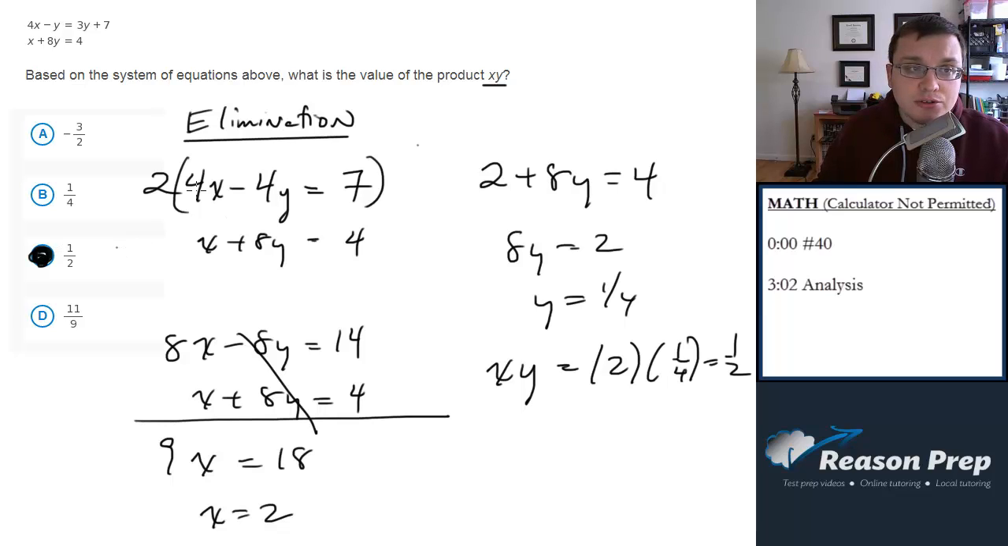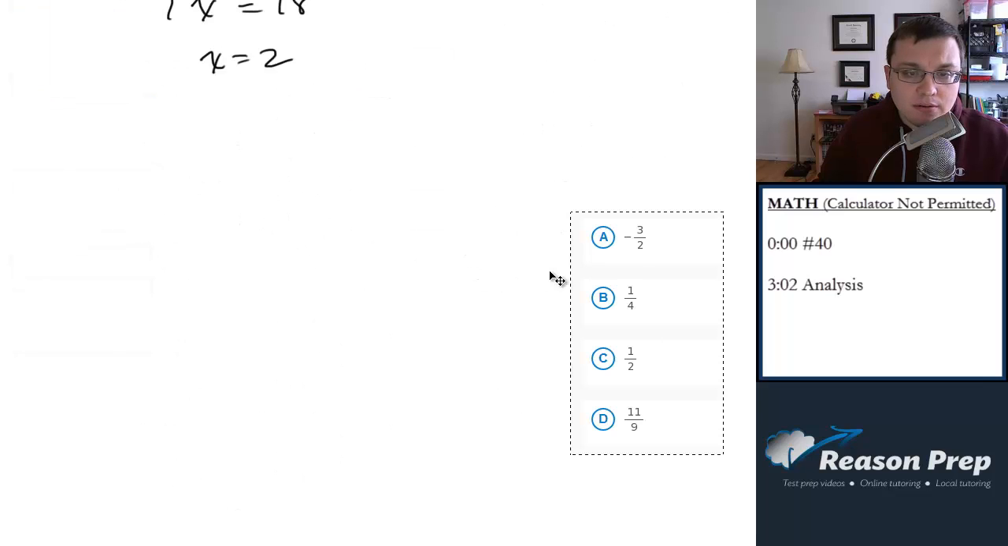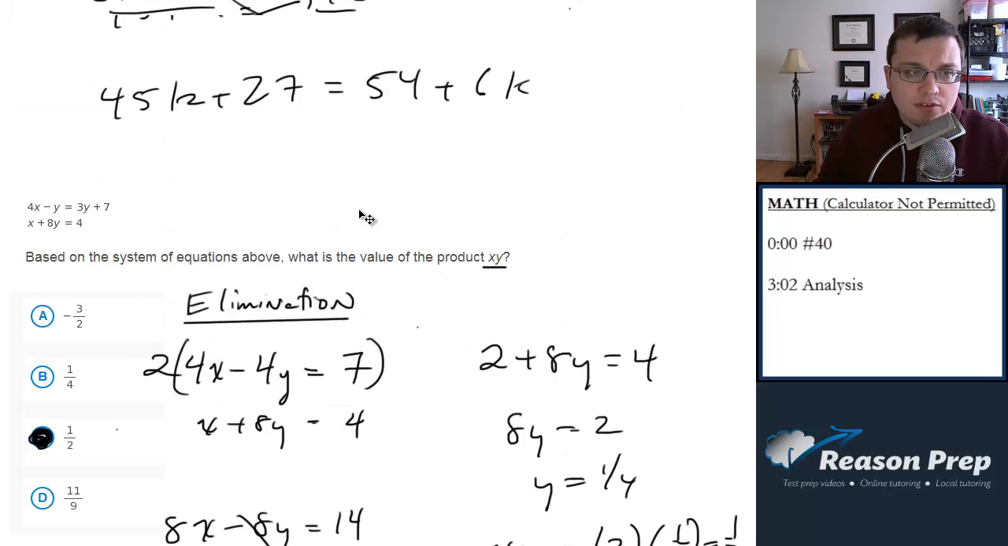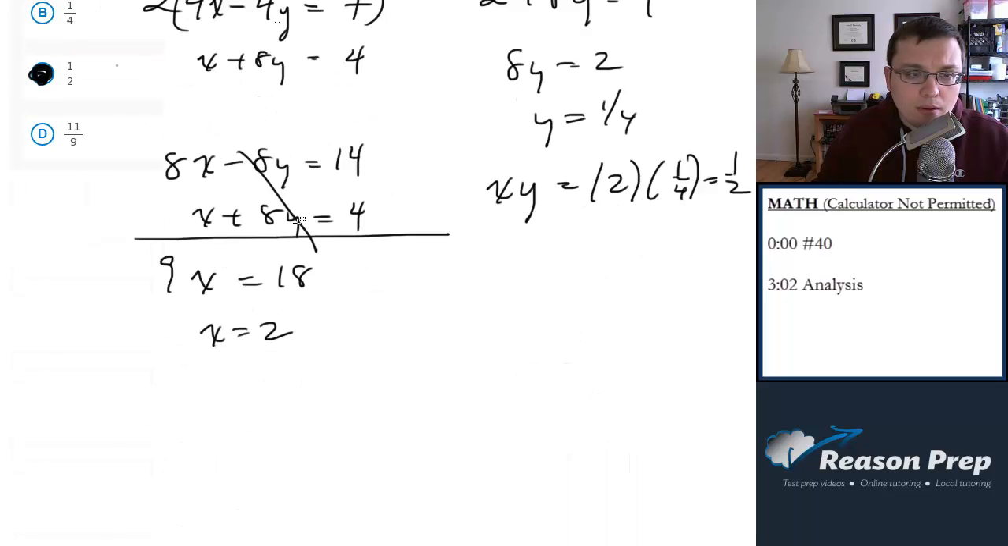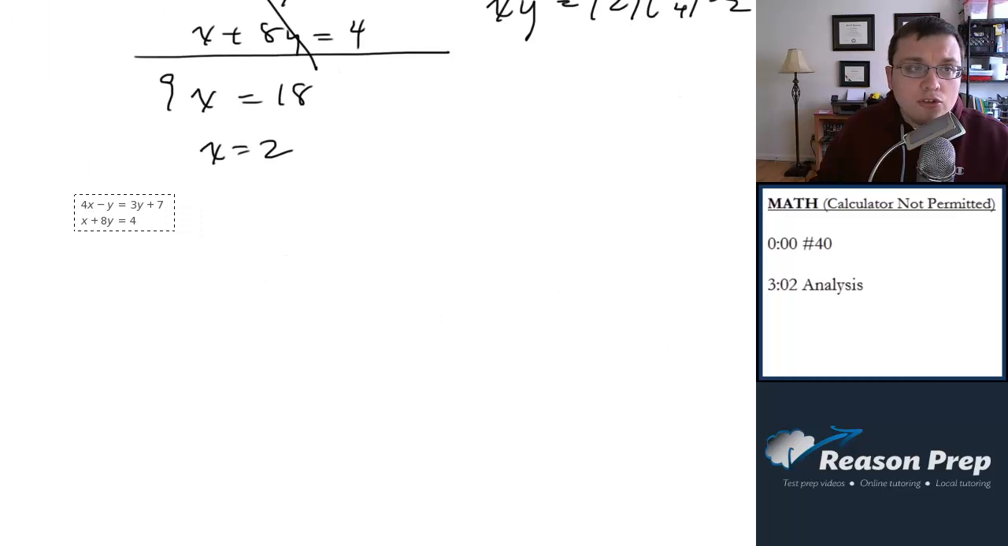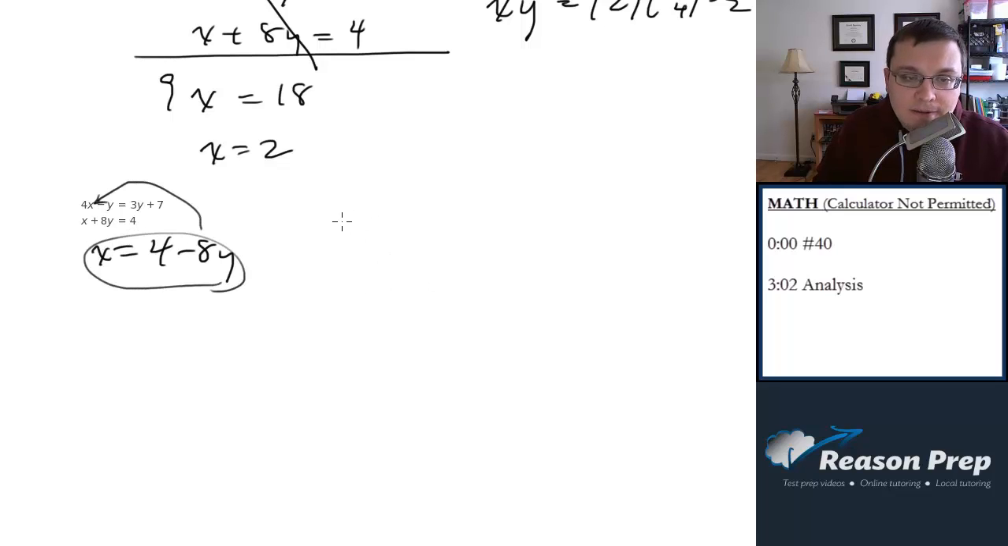Let's try by substitution. So let me just copy and paste these, bring them down here. To do substitution, we get one of these equations in terms of just one variable, so x equals something, for example, and then we substitute that into the other equation and solve for the variable that's left. So let's do the bottom one. Let's make this x equals 4 minus 8y, subtracting 8y from both sides, and then we're going to substitute this in for x in the top equation.